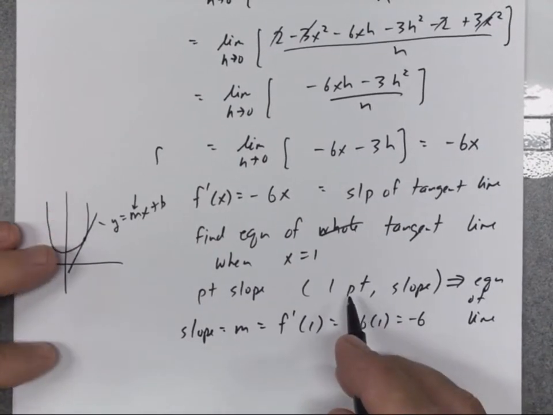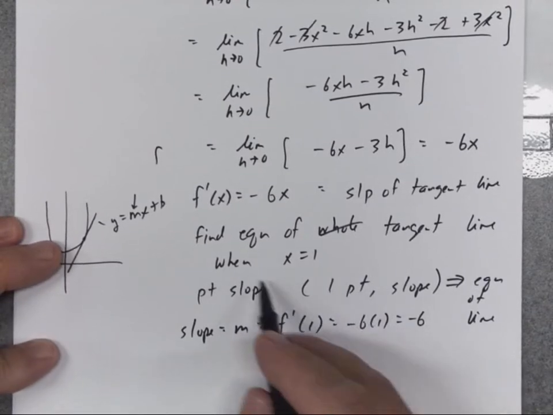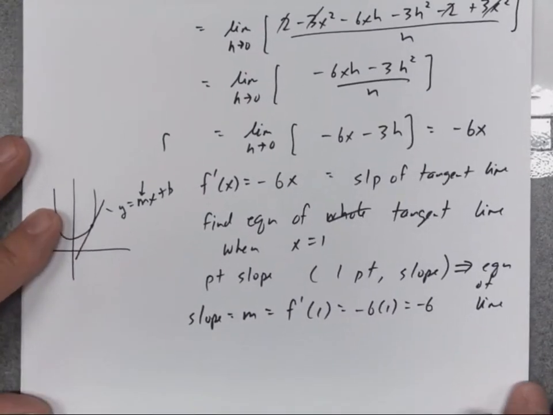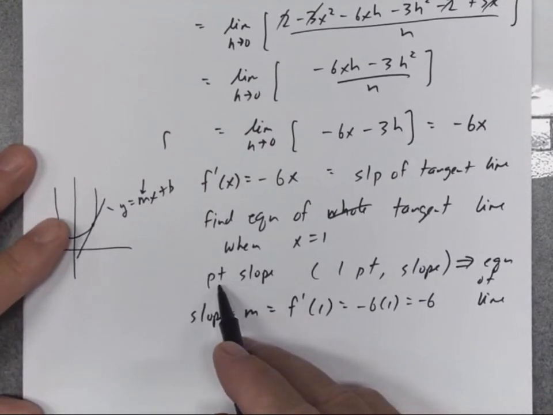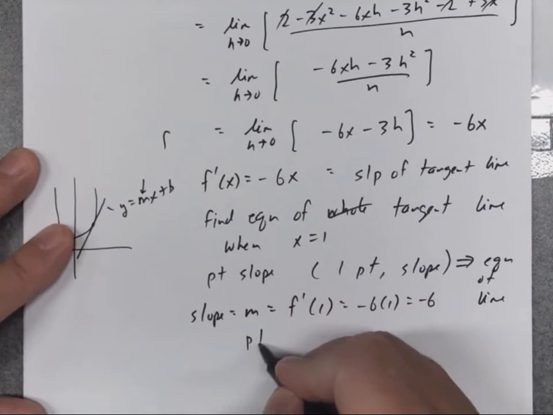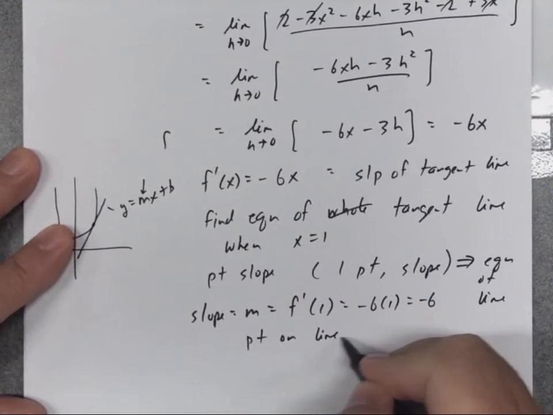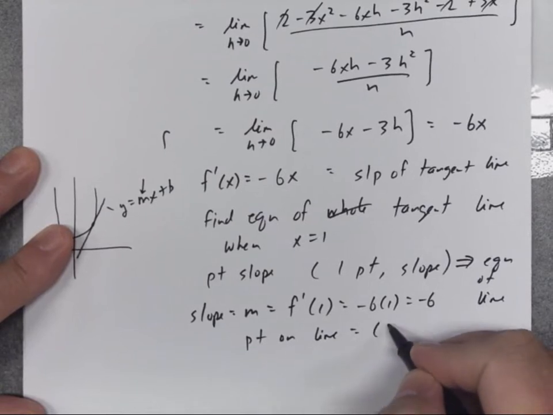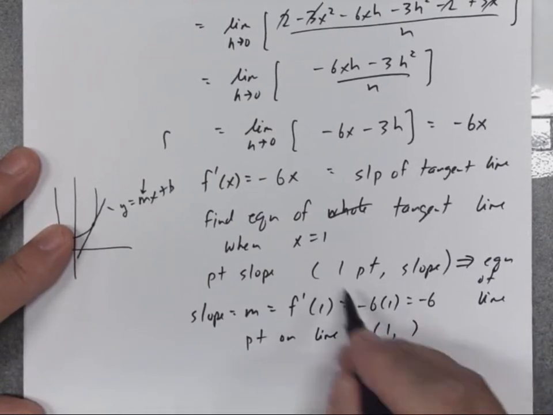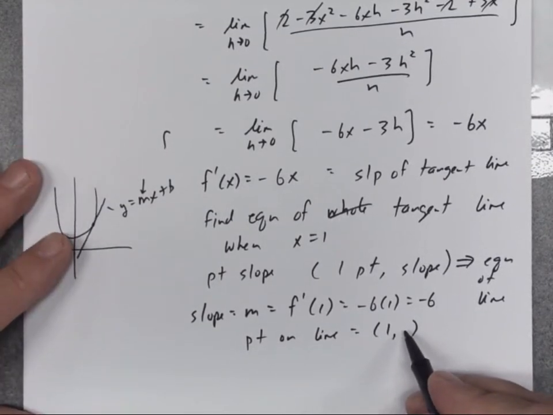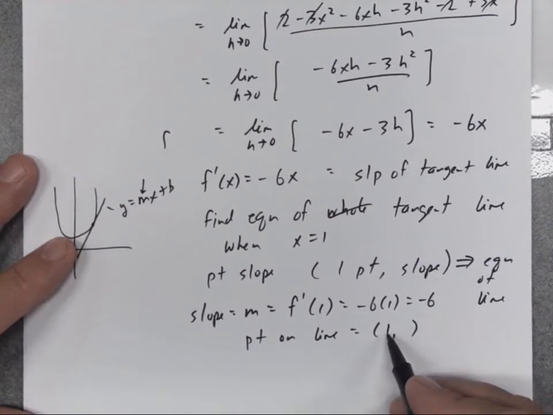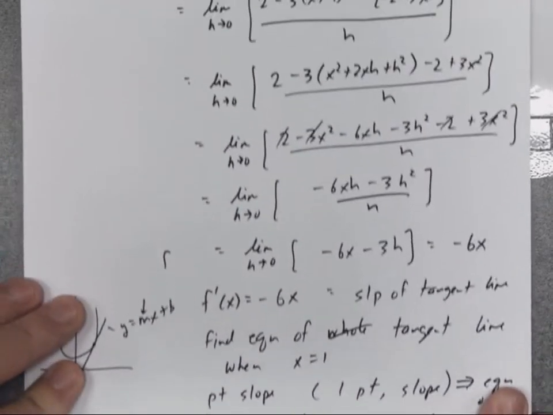Now if I can find a point on my line, then I can use this point slope equation and I'm pretty much done. A point on the line. Well, they've already told me x is 1. So I need to figure out what y is, or what you can think of y as f of x. It's very simple. If I know x is 1, what would y be, or f of x?